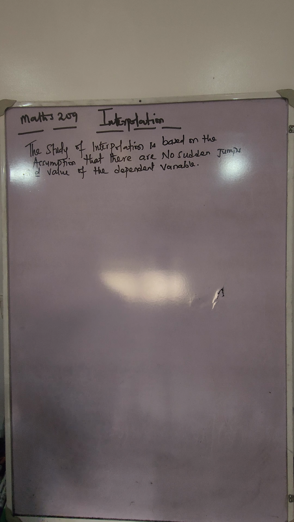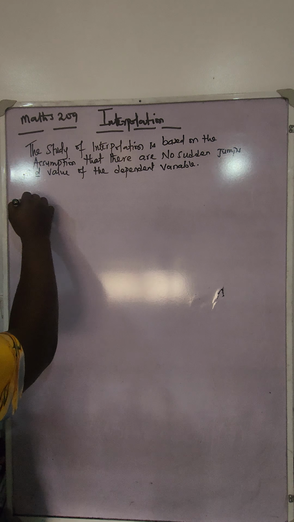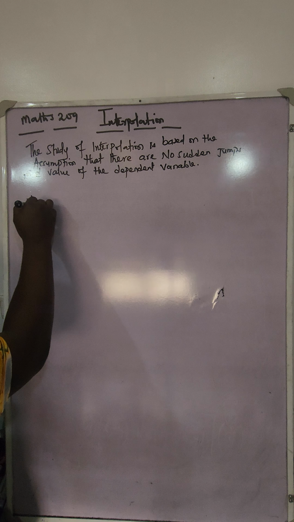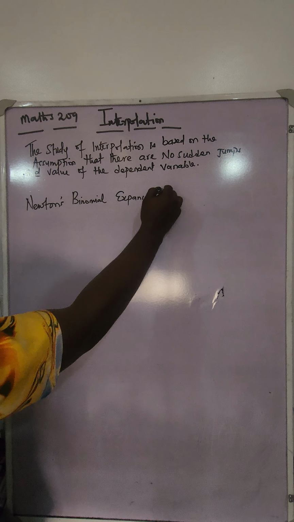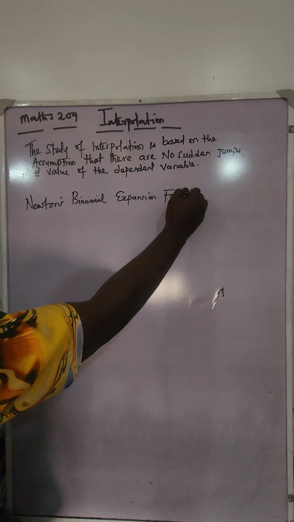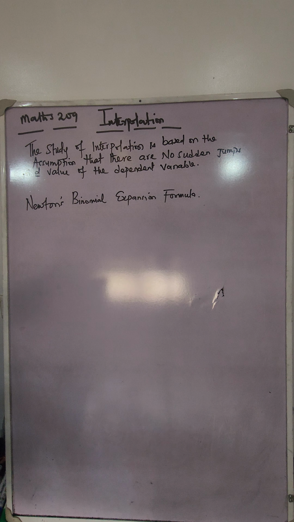And then we have something called the Newton binomial expansion formula. We said this Newton binomial expansion formula is used in finding missing figures in a table.